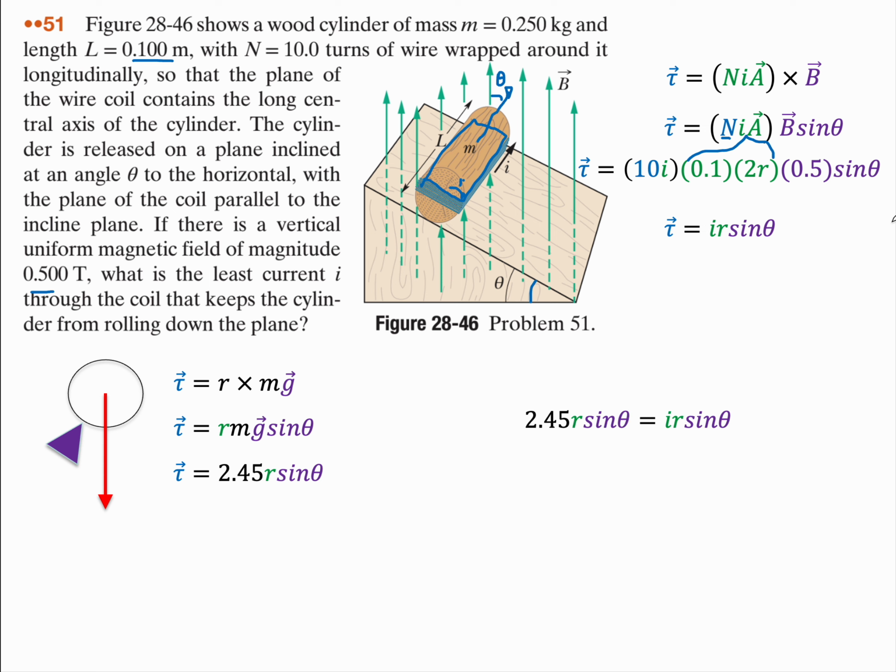Setting the two equal to each other, we know the torque that's trying to roll it down the slope must be equal to the torque generated by the magnetic field. r, of course, cancels, along with sine theta, giving us just I equal to 2.45, or in general terms, the current required is 2.45 amps. Hopefully this helps and makes some sense. Good luck.